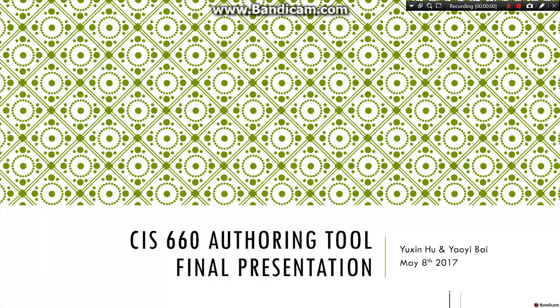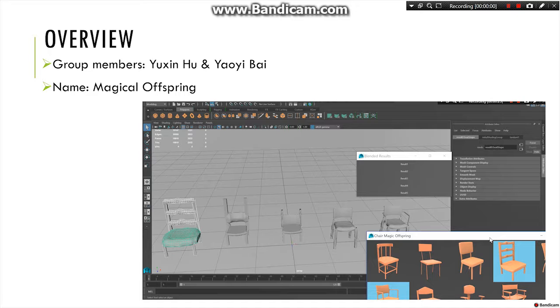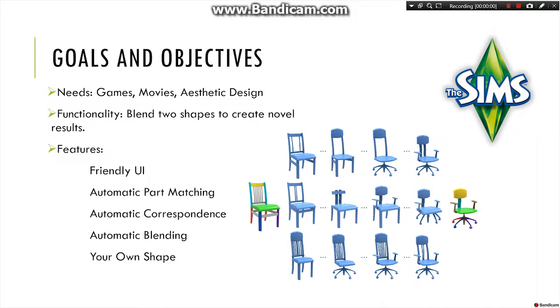Our plugin Magical Offspring allows users to generate a variety of shapes by blending two shapes that users selected from the database. The group members are Yuxing Hu and Miao Yibai. The name of our plugin is Magical Offspring. You can see that there is a screenshot of our plugin. Basically, it will take in two shapes in our database and then display the results onto Maya perspective view.